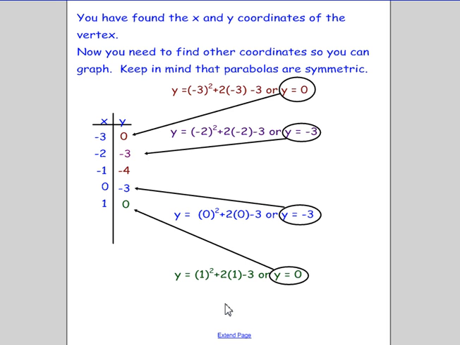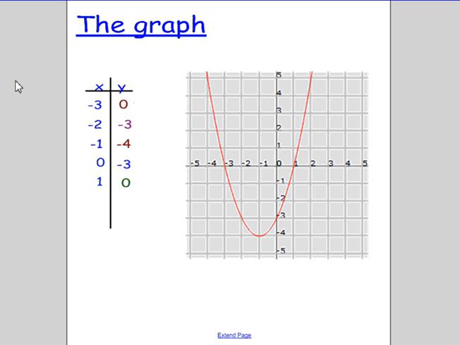I clicked on those backwards. So we have our table of values. Now we just have to graph. So plot those points on the graph and draw a line through them. So here we have the table of values and the graph.